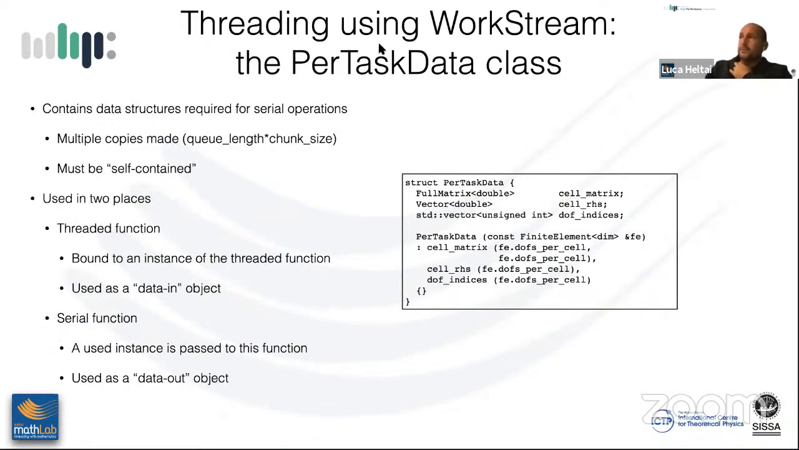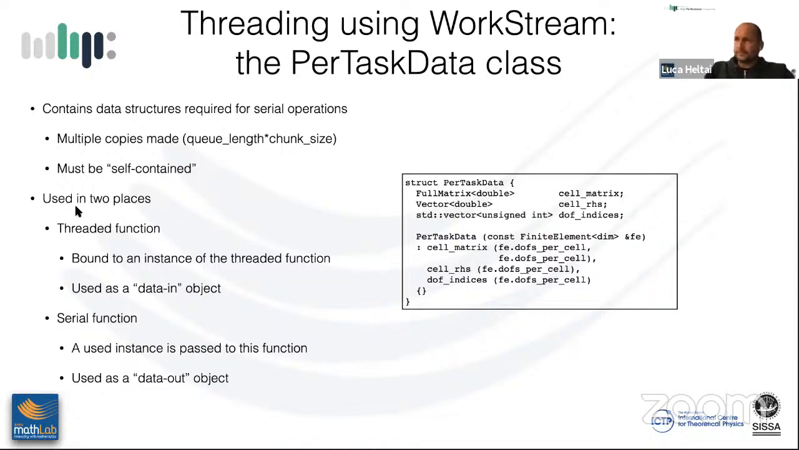Once you have that, the per task data, this object here, is an object that is created for every task. And it basically contains all of the data structures that are required for the serial operation. So the maximum number of these is Q length times chunk size, and you make a lot of these copies. This has to be self-contained. It contains, for example, the cell matrix, the cell right-hand side, and the degrees of freedom indices. All of these are filled inside the expensive part, and then they are sent to a queue that is in charge of copying this to the global matrix.